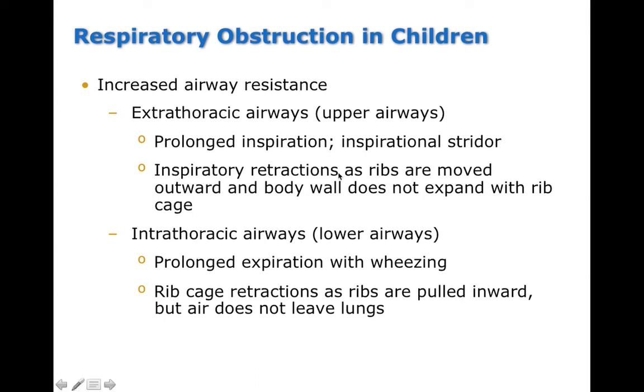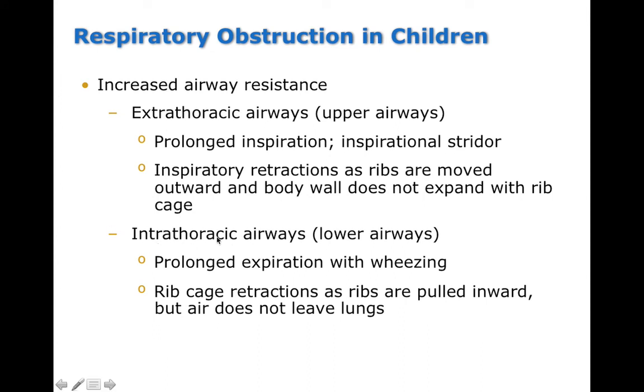Inspiratory retractions can occur as the ribs are moved outward and the body wall doesn't expand with the rib cage. So this is kind of an interesting effect. Let's say you try to breathe inward, to inhale, and your thoracic cage should expand. It turns out that the rib cage doesn't expand as it should, and this is due to that decrease in airflow and increase in resistance near the beginning of the respiratory tract. So they're going to have quite a bit of a vacuum inside their lungs, which prevents their lungs from expanding.